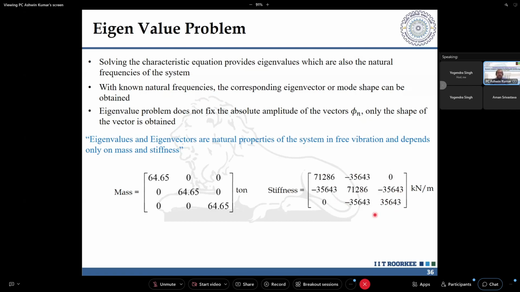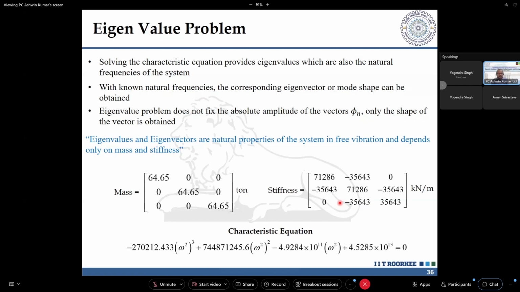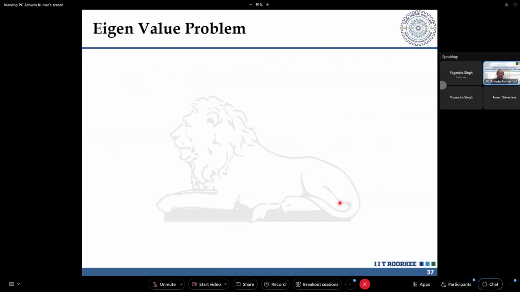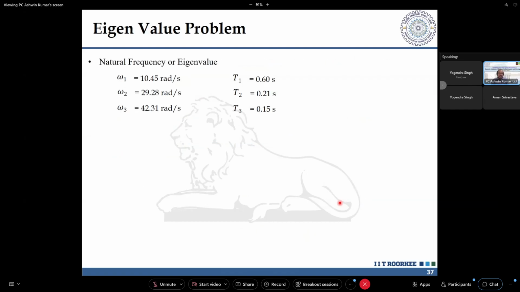If it was diagonal, you would have three individual equations of motion to solve. But since it's coupled, it is not easy to solve. We'll see how to solve it later. But I can take the determinant of k minus m omega square and get my characteristic equation. If I solve the characteristic equation, I get my natural frequencies, right? The lowest frequency is 10.45, then 29.28 and 42.31 radians per second.